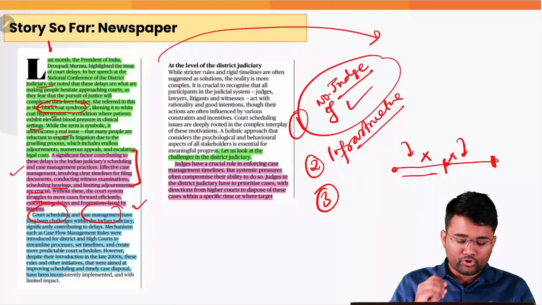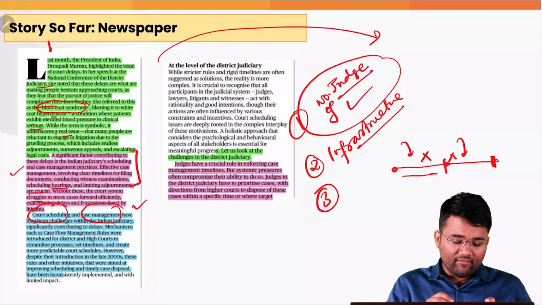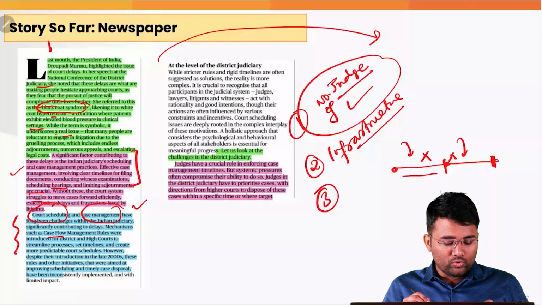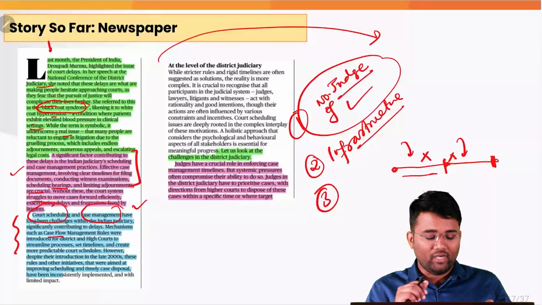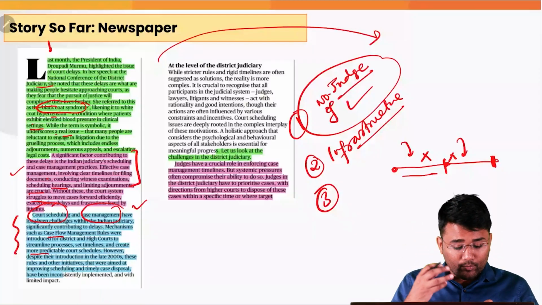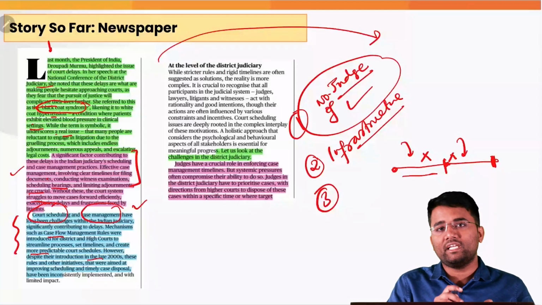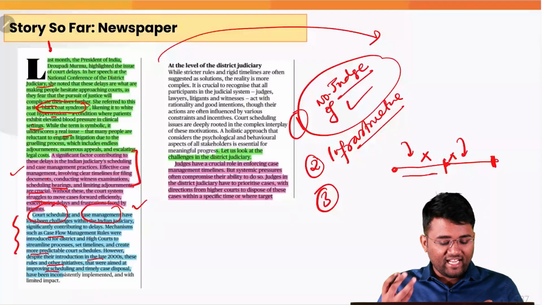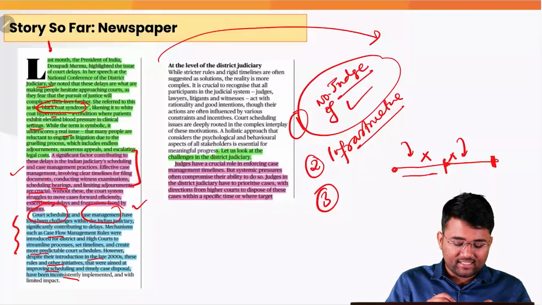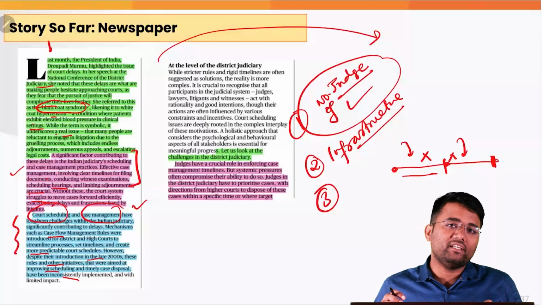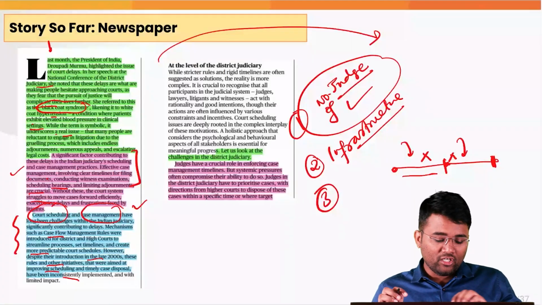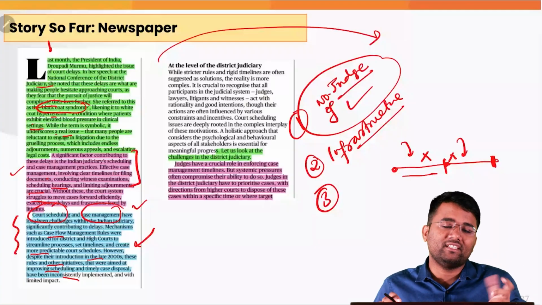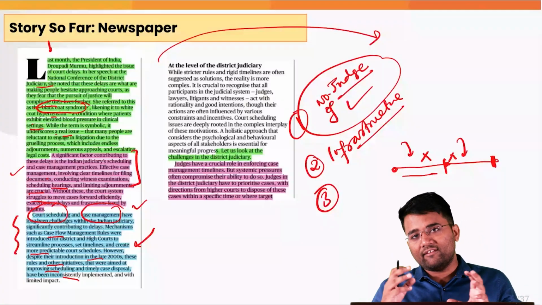So this court scheduling as well as the case management have long been challenged within the Indian judiciary. Mechanisms such as case flow management rules were introduced for district and high courts to streamline the process, set timelines, and create more predictable court schedules. However, despite the introduction in the late 2000s, these rules and other initiatives aimed at improving scheduling and timely case disposal have been inconsistently implemented, and they have had limited impact. One of the major reasons was the limited use of technology. For example, the e-courts project that was running, we still couldn't develop that properly.